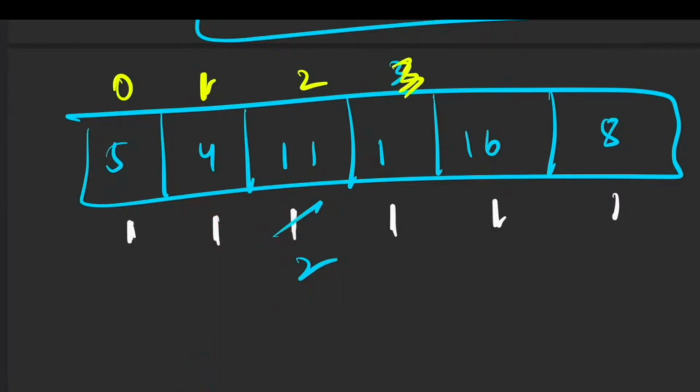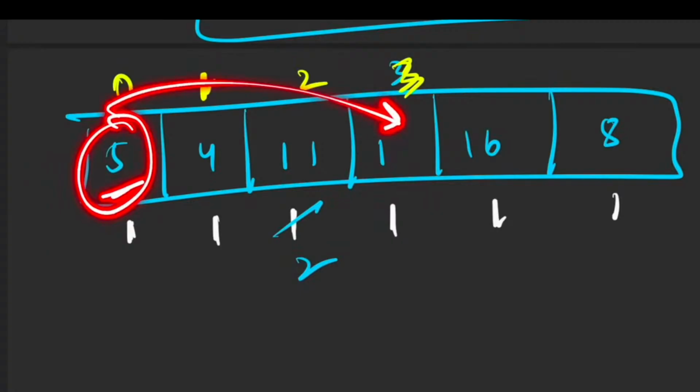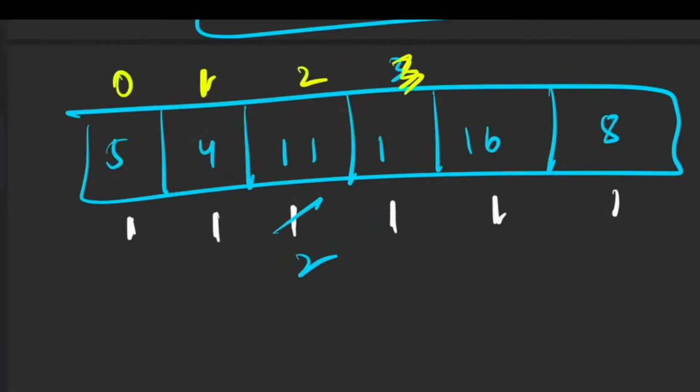So I'm moving ahead to this index. Now I have a 1. Can this be a part with 1? No. Can this be a part with 1? No. Can this be a part with 1? No. So no one can be a part with 1. So 1 will be only having a length 1. Perfect. Let's move to the next.